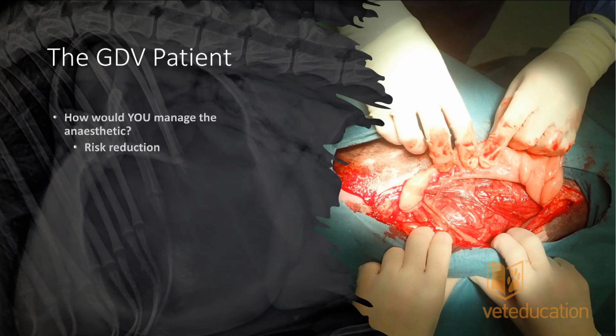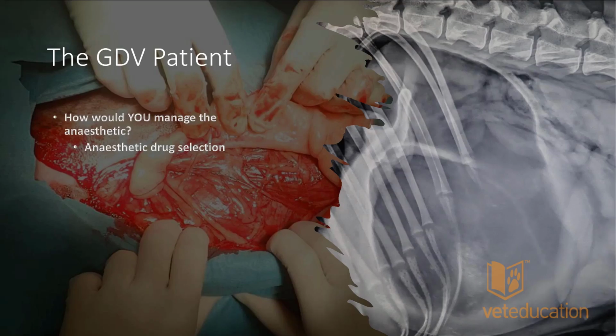Oxygen therapy, what else have we got here? Lignocaine, alfaxan induction, fentanyl CRI intra-op. Clancy's given us an absolutely brilliant protocol here. Okay, so anesthetic drug selection, how are we going to manage it?